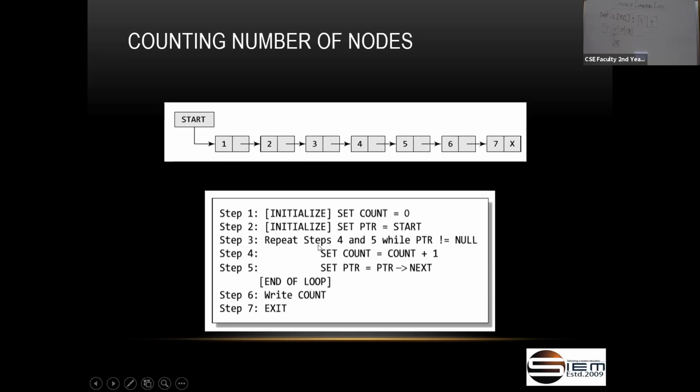Now you see, repeat steps 4 and 5 while pointer is not equal to null. So we have to keep on repeating the steps till we get null, that means till we reach the last node. Set count equal to count plus 1 and pointer equal to pointer next. Now you see what's happening.